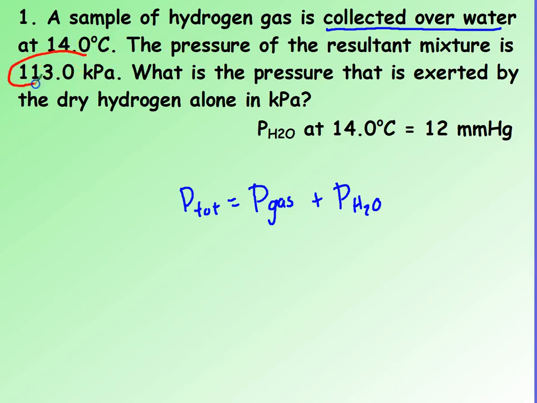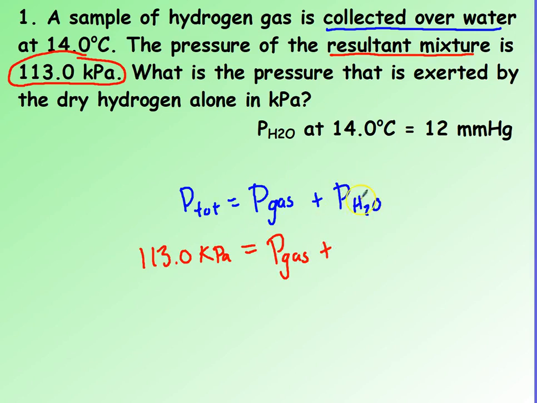So right here, 113 kPa, this is the resultant mixture. This is the total. 113.0 kPa is equal to the pressure of the gas, this is what I'm looking for, plus the pressure of water. The pressure of water at 14 degrees is 12 mmHg. Now remember, I can't plug this in because it says mmHg and I need it to say kPa. So I'm going to change it real quick.